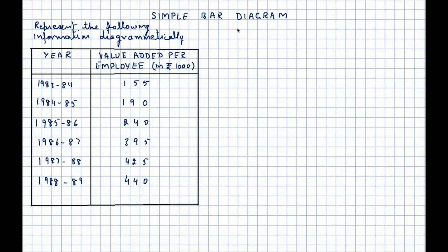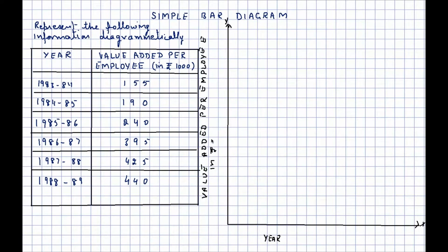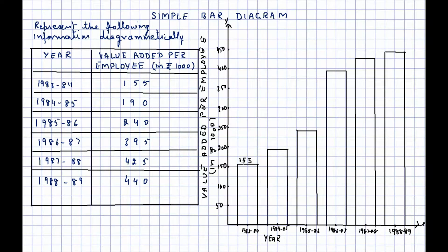Now I am going to draw it. First draw x-axis, then draw y-axis. On x-axis write year, on y-axis write value added per employee. Now this is bar diagram.